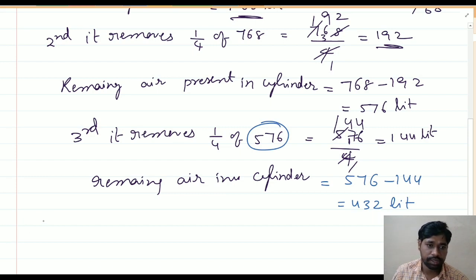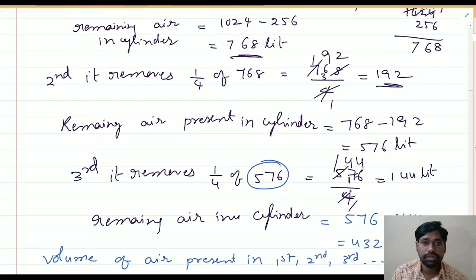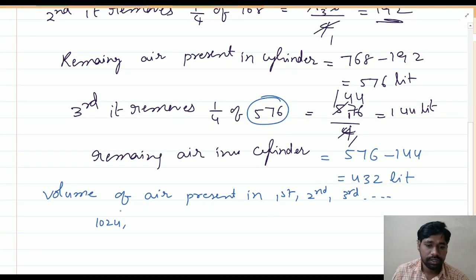First, second, third time, the volume of air present in the first, second, third, and so on. Then it is 1024, after that 768, afterwards 576, then 432, and so on it removes.